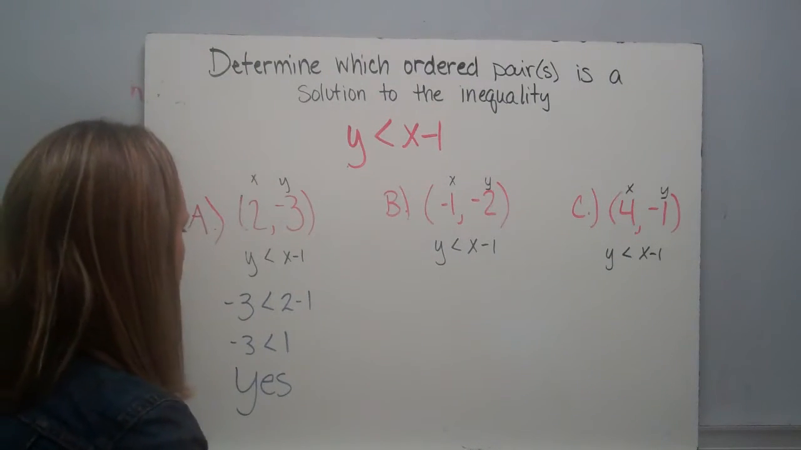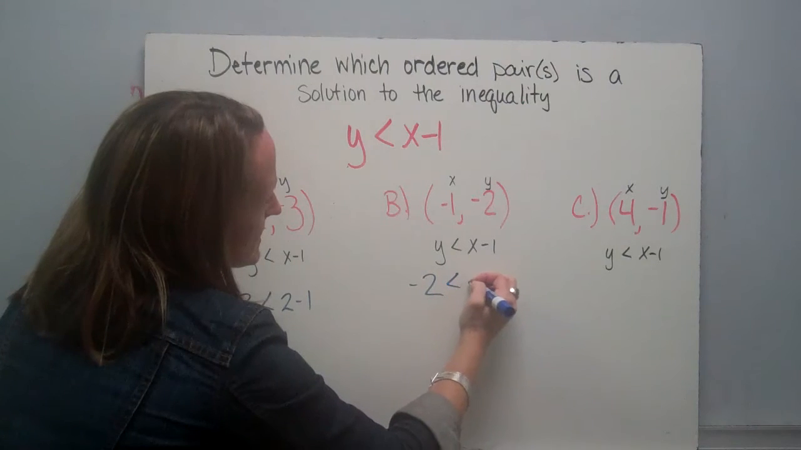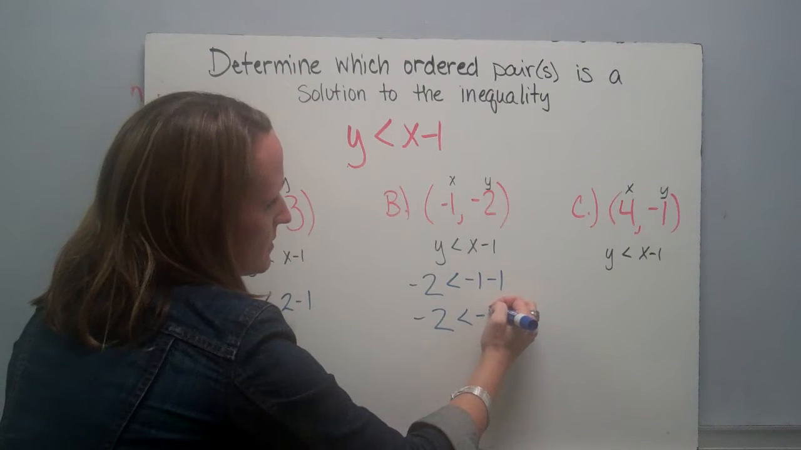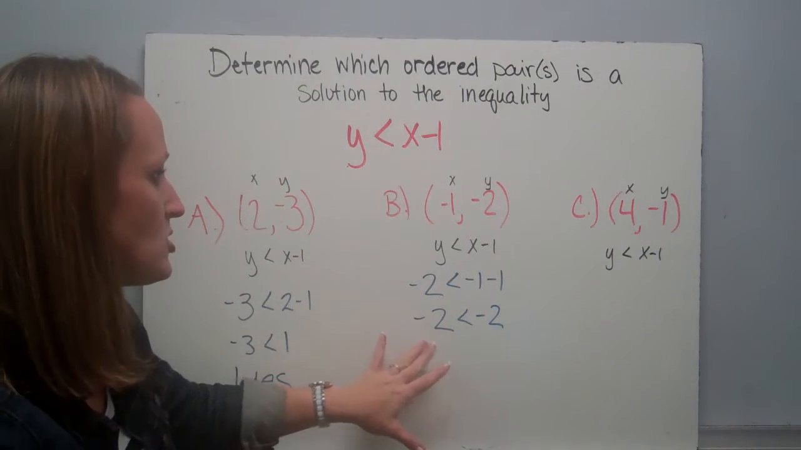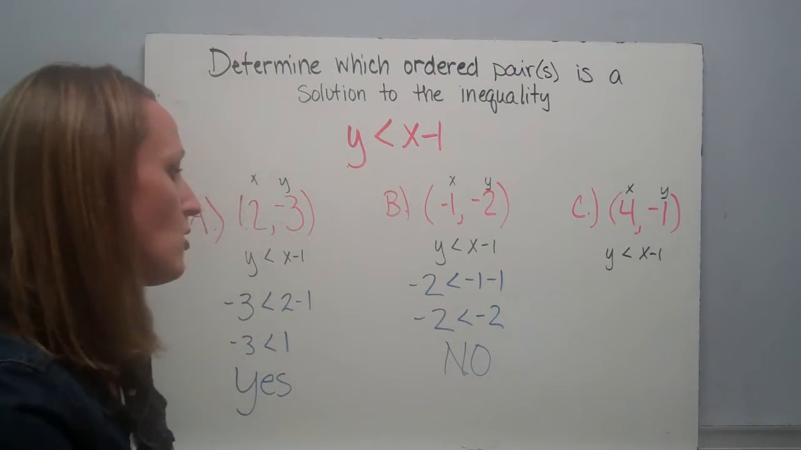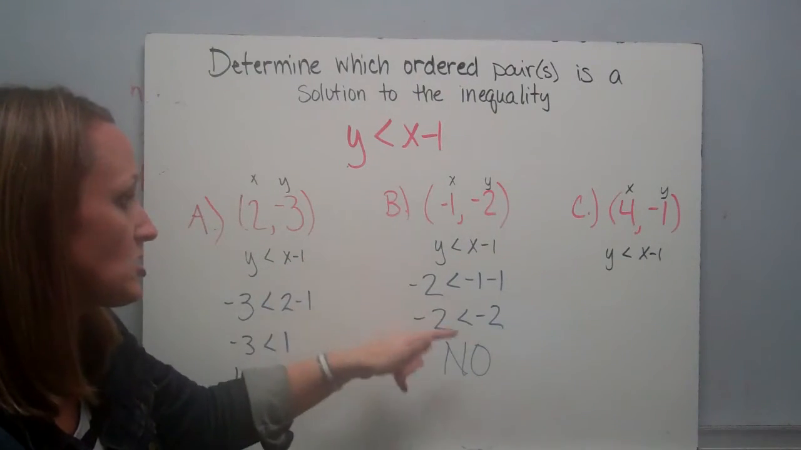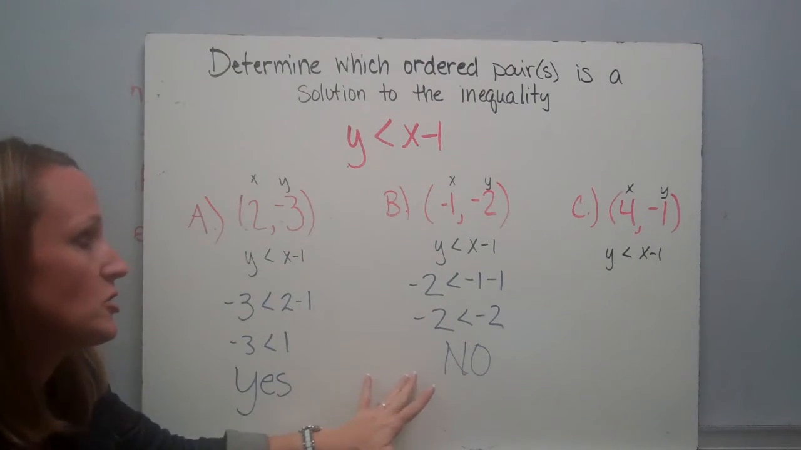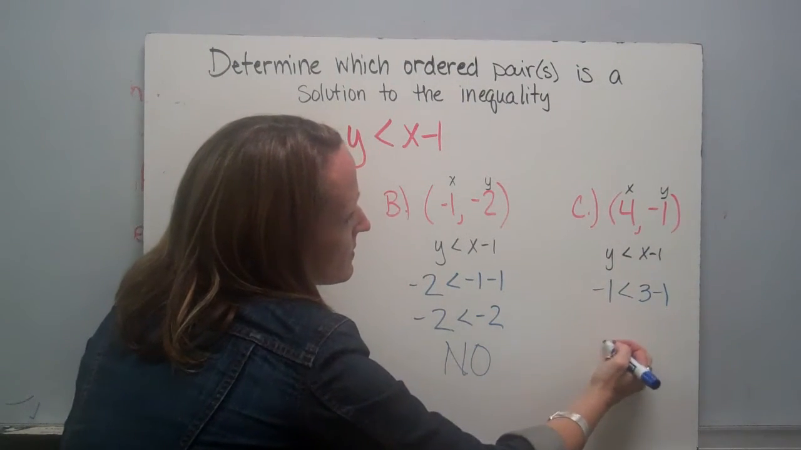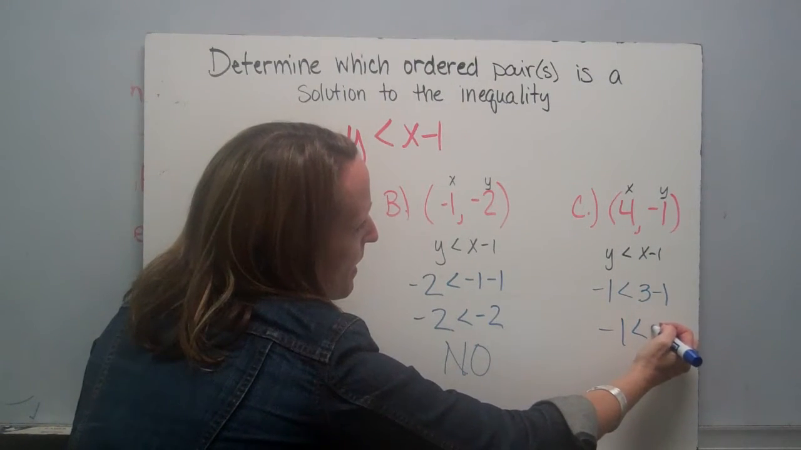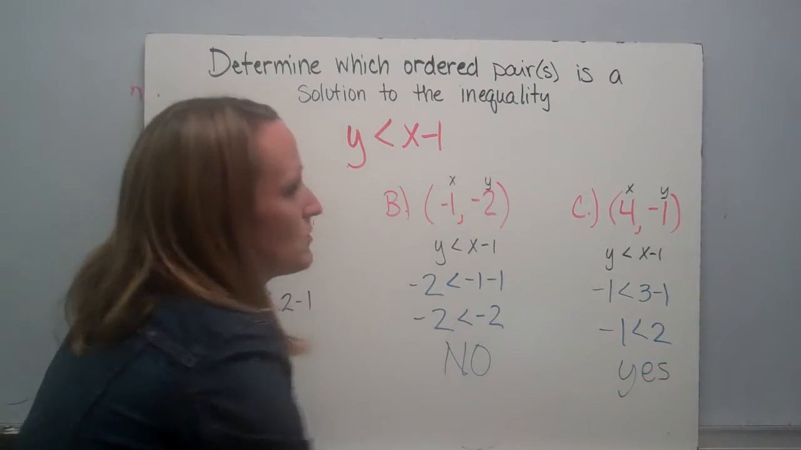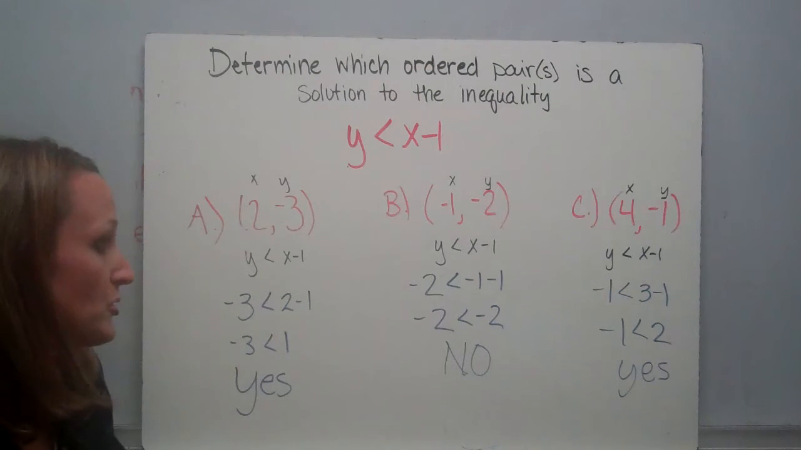What about this one? Is negative 2 less than negative 1 minus 1? Well, this comes out to be negative 2. Is negative 2 less than negative 2? No, they're equal. So this would not be a solution. It's a dashed line, so this should fall on that dashed line, not in your shading. Okay, what about here? Negative 1 is less than 3 minus 1. Is negative 1 less than 2? Yes. So this ordered pair would also fall into your shading.